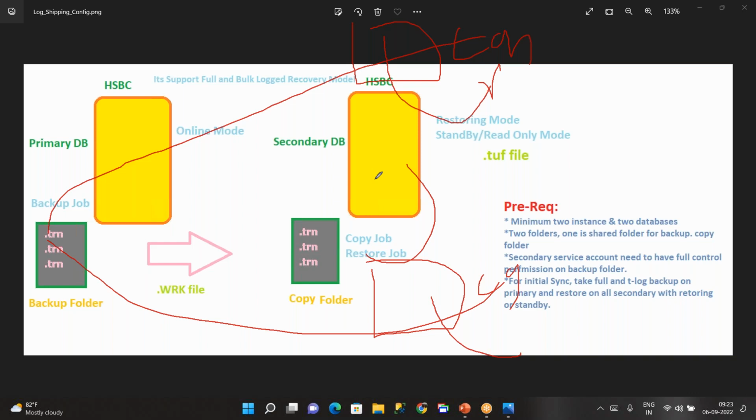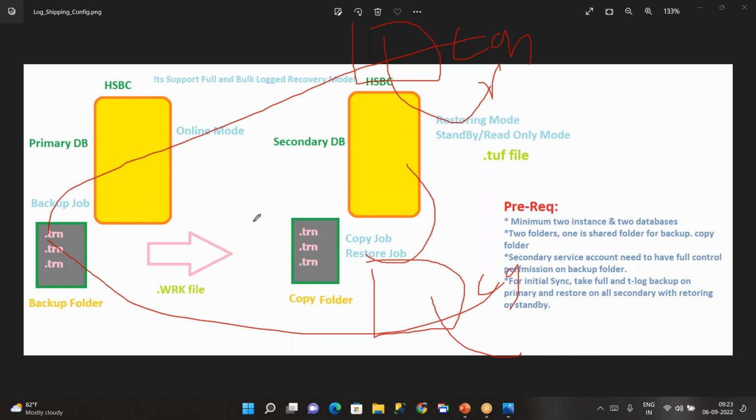Clear? Not clear? If it is n number of secondaries, and whenever it backs up, it will take the copy from primary. At the same time, can it work on secondary, or will it impact performance? No issues, nothing, sir.